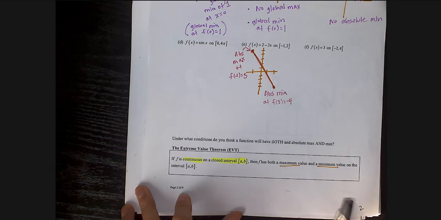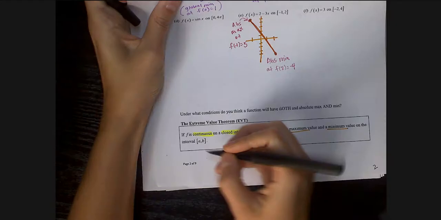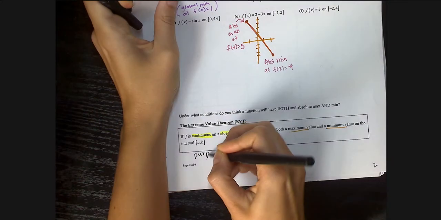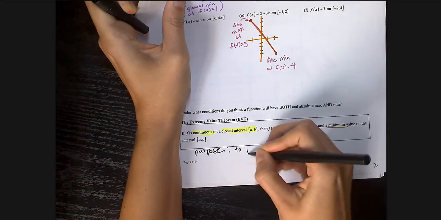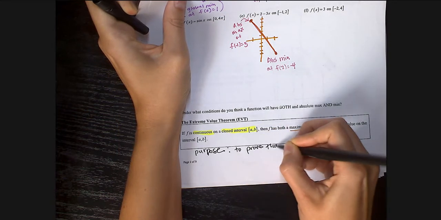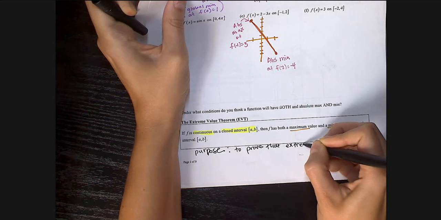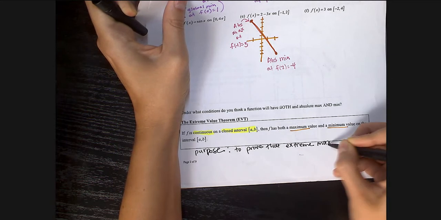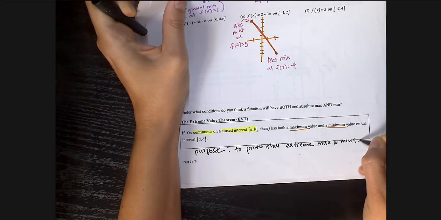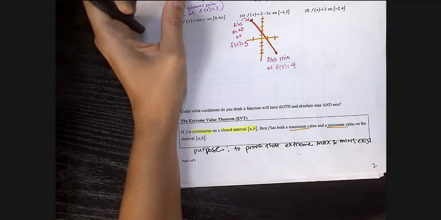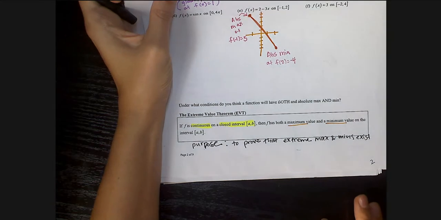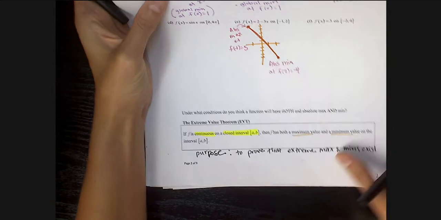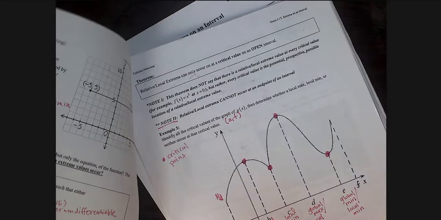So the extreme value theorem, the purpose of this, underneath I'm just going to write the purpose, is to prove that extreme max and mins exist. With this theorem, you don't even have to tell me what they are. It just tells you, yes, there will be an extreme max, there will be an extreme minimum. Pretty simple.